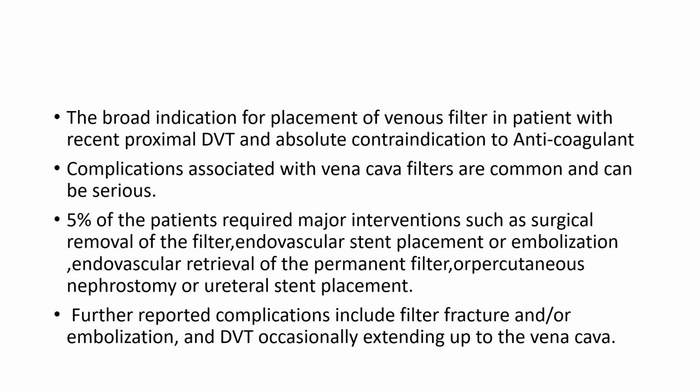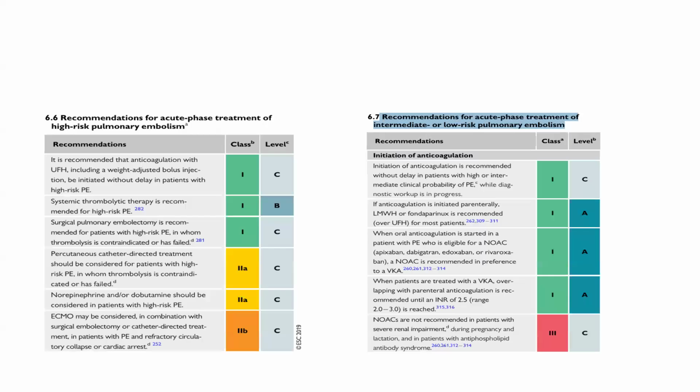And complications associated with vena cava filter are common and can be serious. 5% of patients required major intervention such as surgical removal of filter, endovascular stent placement or embolization, endovascular retrieval of permanent filter, or percutaneous nephrostomy or ureteral stent placement. Further reported complications include filter fracture or embolization and DVT, occasionally extending up to the vena cava.